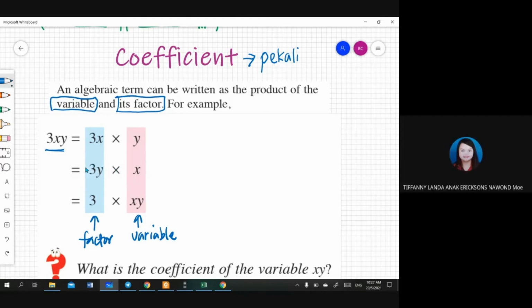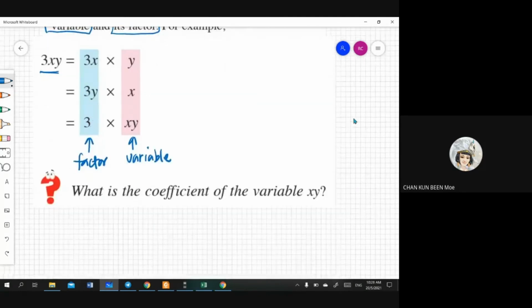3y. Y. Very good. What is the coefficient of xy? 3. Very good. Okay, now we try to solve the question given.